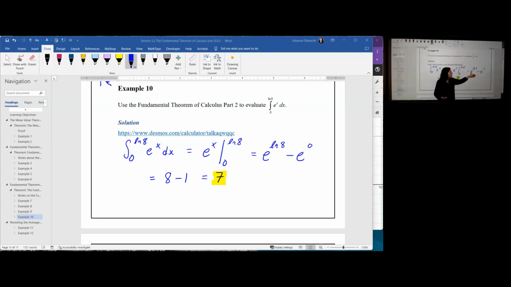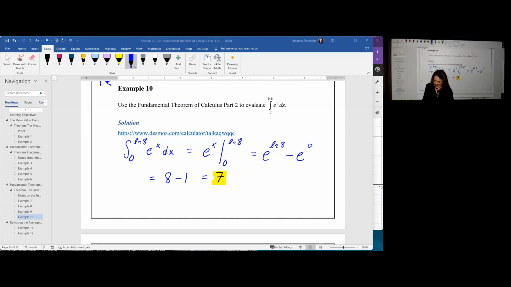Remember that the exponential function and natural logarithm are inverse operations, and they're touching back to back without a constant outside the natural log, and they undo each other, and I simply get 8. Then I have to subtract the evaluation of the antiderivative at the lower limit of integration, which is 0. E to the 0 is not 0, it's 1. And that gives me 8 minus 1, or 7 square units.